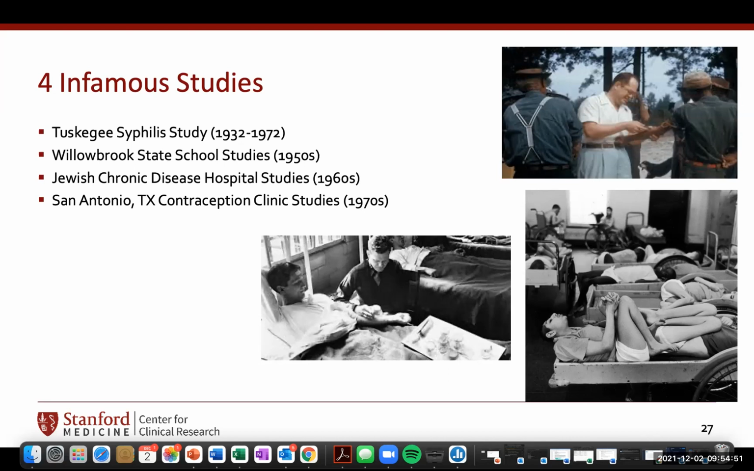So the Tuskegee syphilis study blows my mind, that it went on as long as it did. This was very poor Black families, Black men in the South, Mississippi, Louisiana, and they did not treat them for syphilis, even though we had penicillin, and they wanted to see what happened to them and to their partners. And it was just horrific that it went on for so long when there was a cure.